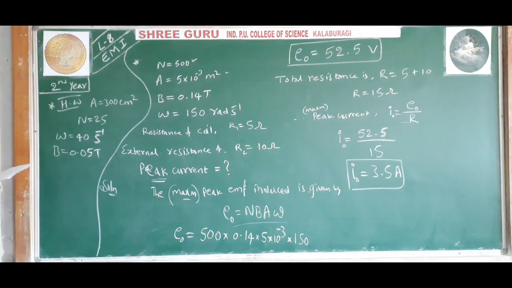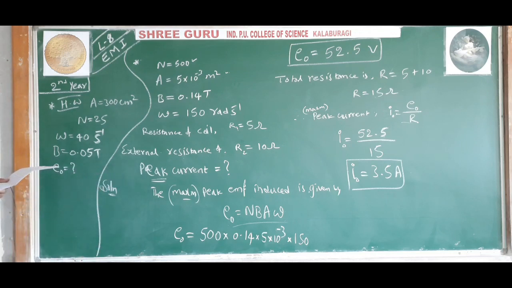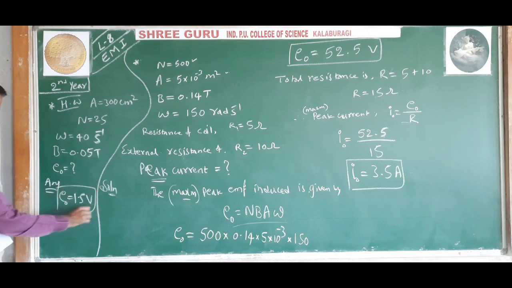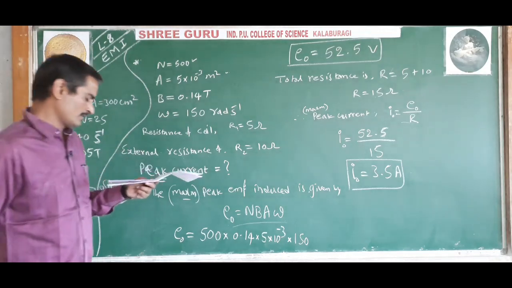Obtain the maximum voltage induced in the coil. Very simple question. I will give the answer directly, you only have to do it at home. The answer will come out to be 1.5 volt. That is homework, you have to do it at home.